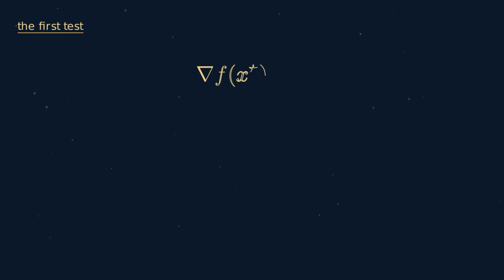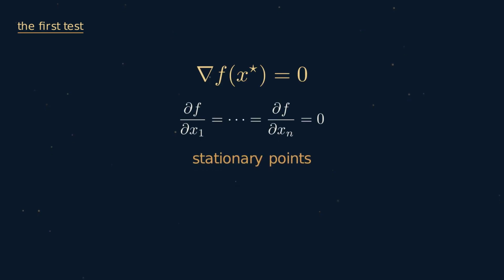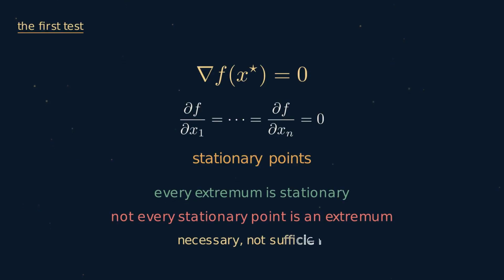That gives us our first tool. At any interior maximum or minimum of a smooth function, the derivative must be zero. With several variables, every partial derivative has to vanish at once, so the gradient is the zero vector. Points where that happens are called stationary points. But read the logic carefully. Every extremum is stationary. Not every stationary point is an extremum. The condition is necessary, not sufficient. It hands you a short list of suspects, never a verdict.